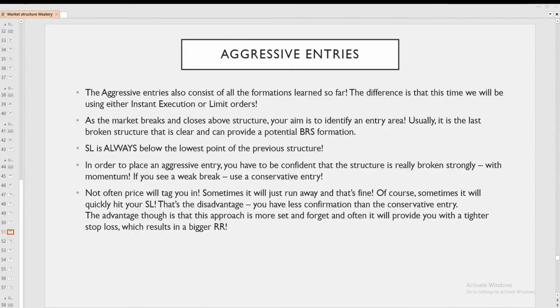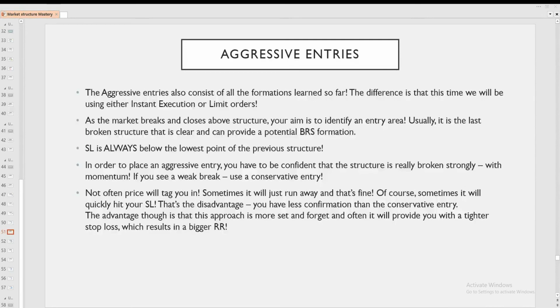So as the market breaks and closes above structure, your aim is to identify an entry area. In order to take an aggressive entry, you need to have some sort of broken structure and some sort of level where you're looking to place your order. Okay, so this is important. Usually it is the last broken structure that is clear and can provide a potential BRS formation.